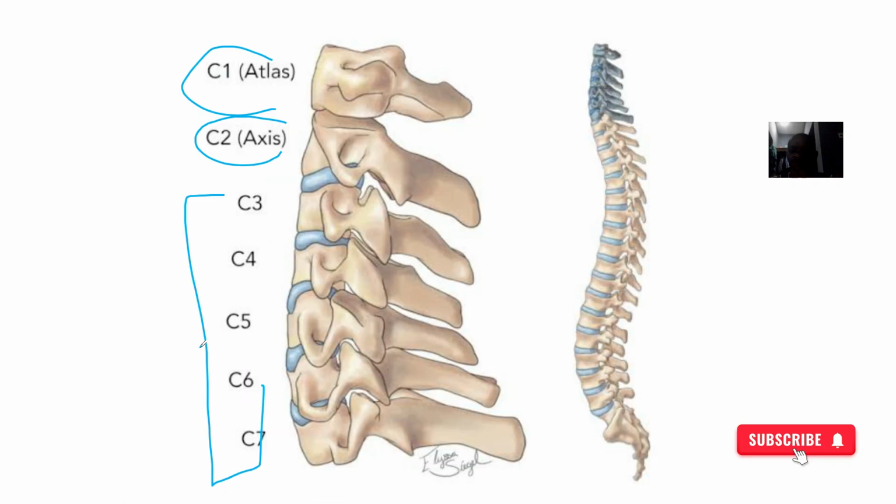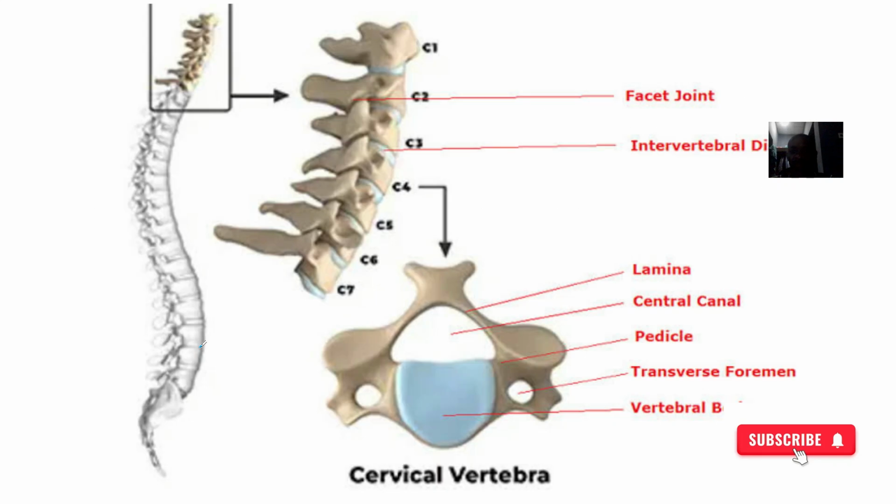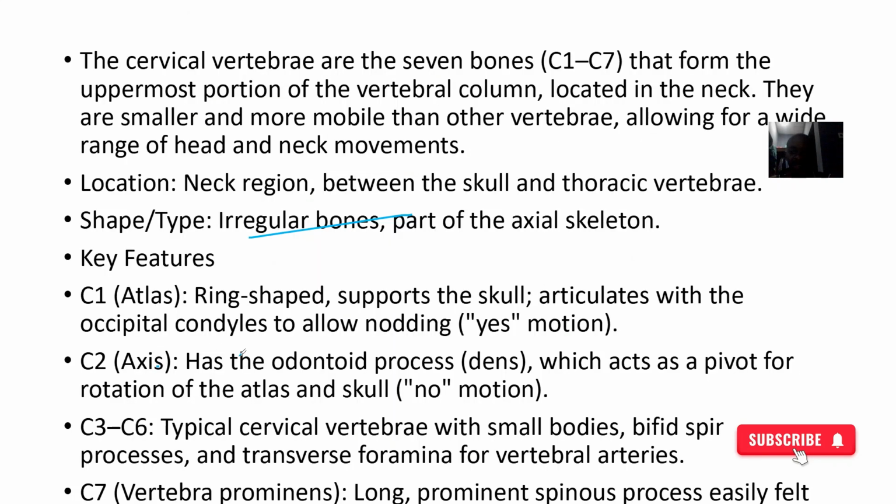We have C2, which has what? An odontoid process. And this acts as a pivot for the rotation of the skull and the atlas. Okay, so you are able to what? Say no, no, no. You are shaking your head from side to side. Yes, you are nodding your head from back to front. Okay, so C3 to C6 are actually the typical cervical vertebrae. For these ones, they are typically just the same.